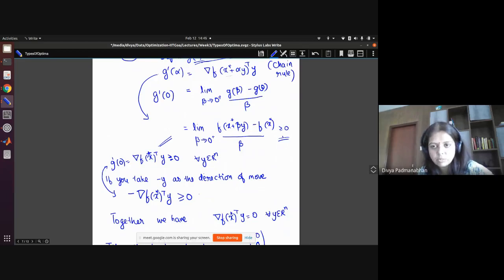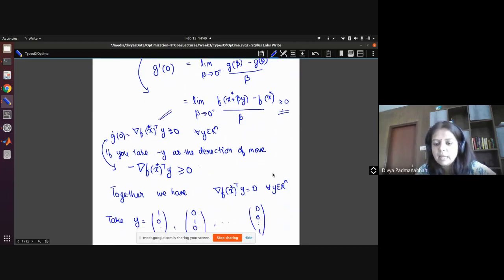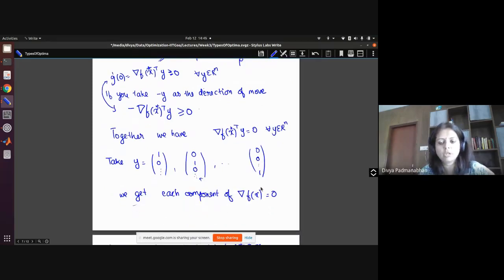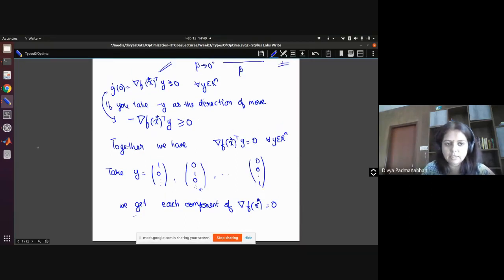And this has to be true for every y. So now if you take y as each of the coordinate axes, so if you take y as (1, 0, 0, 0), you're going to get the first component of the gradient is 0. If you take y as the next axis, you're going to get the second component of the gradient as 0, and so on. So that's why each component of the gradient of f at x star has to be 0. That's the proof for the first order conditions.